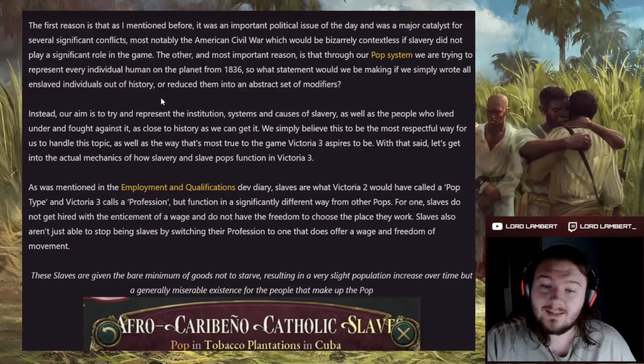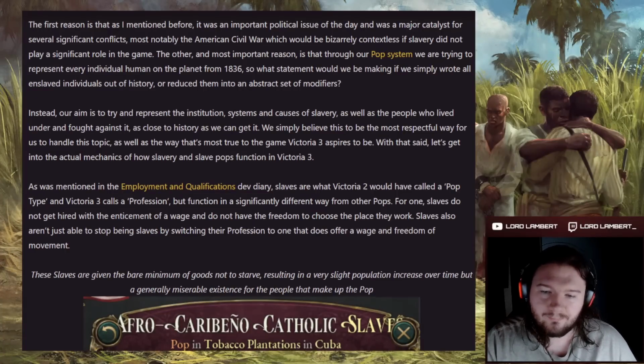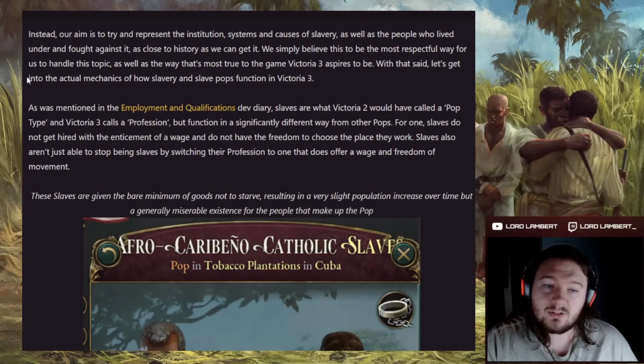With that said, let's get into the actual mechanic of how slavery and slave pops function in Victoria 3. As was mentioned in the Employment and Qualifications Dev Diary, slaves are what Victoria 2 would have called a pop type, and Victoria 3 calls a profession, but function in a significantly different way from other pops.